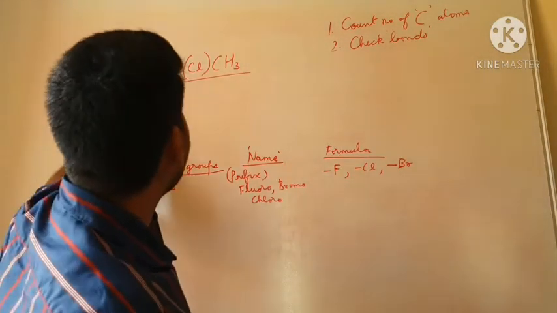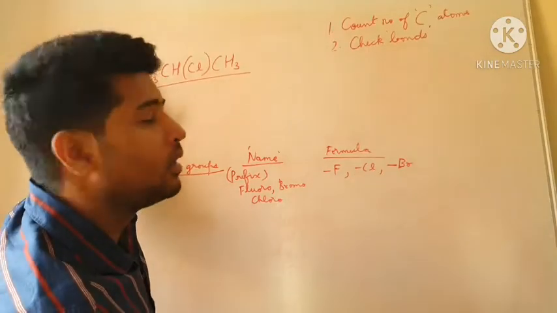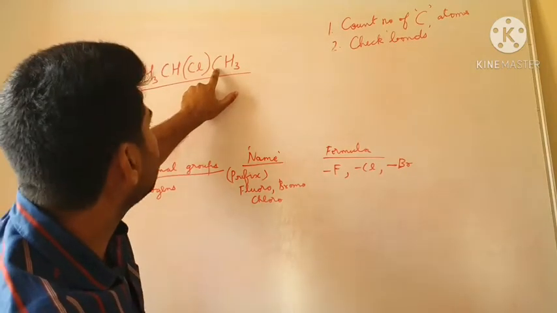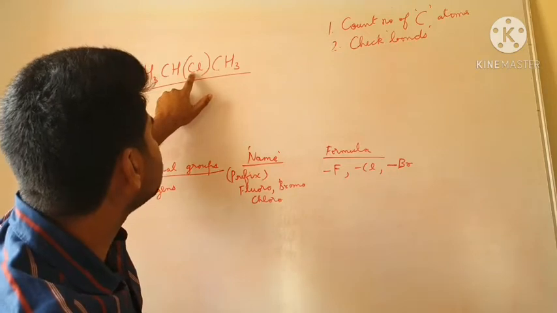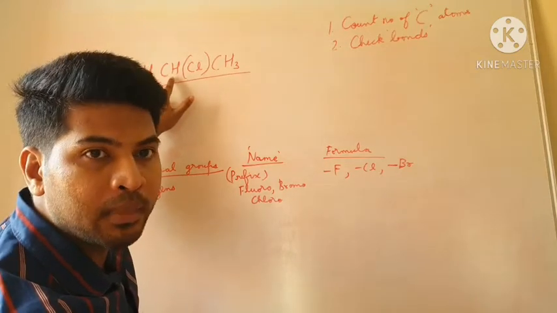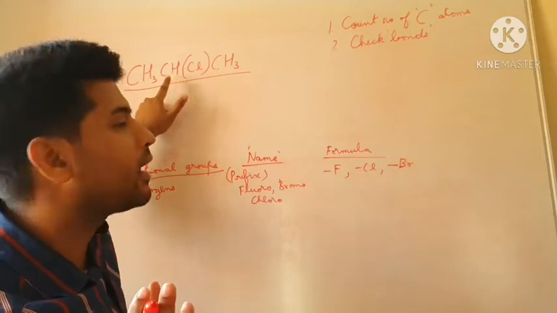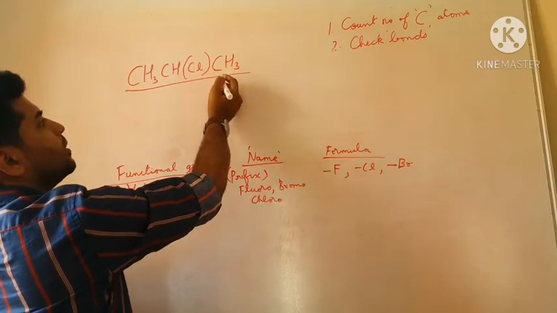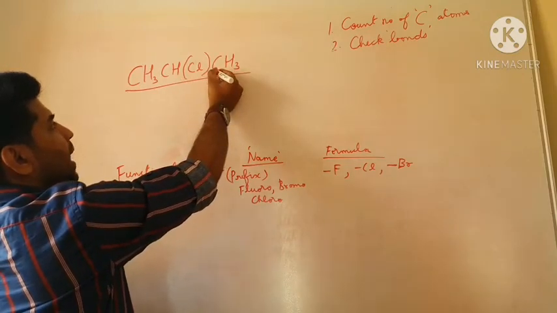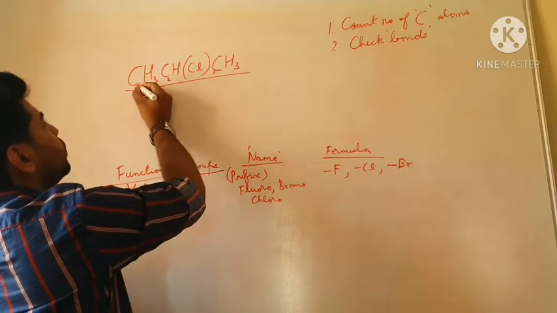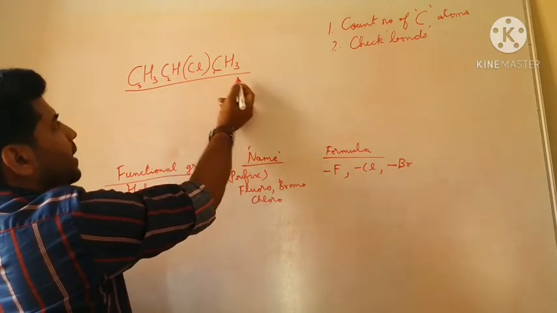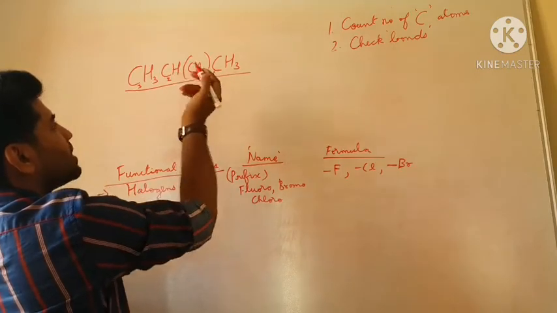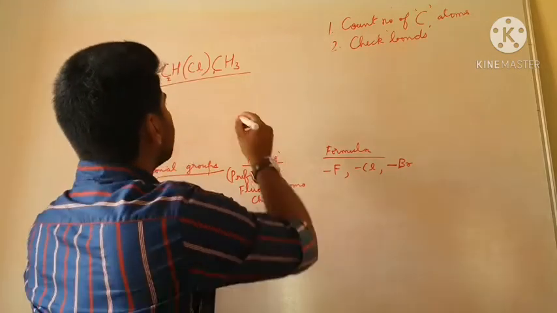So check how many carbon atoms are present. 1, 2, 3. And the halogen group is attached to the middle carbon. So we have to number the carbon atoms. Numbering could be done either from this end or this end, does not matter. In this case, this could be carbon 1, this could be carbon 2, this could be carbon 3. However we number it, either from this side or from this side, the number of this carbon will always be 2. So does not matter.